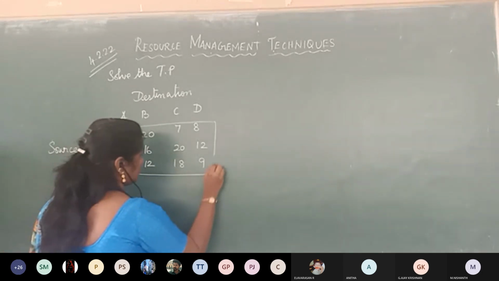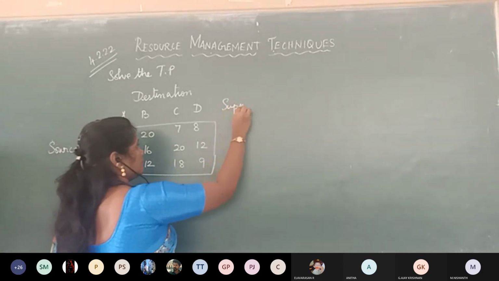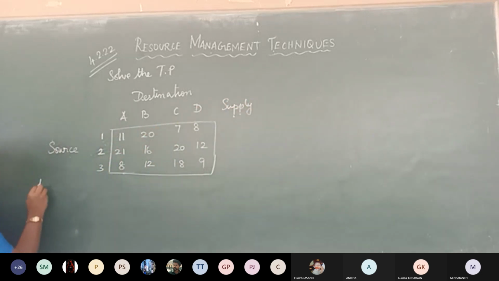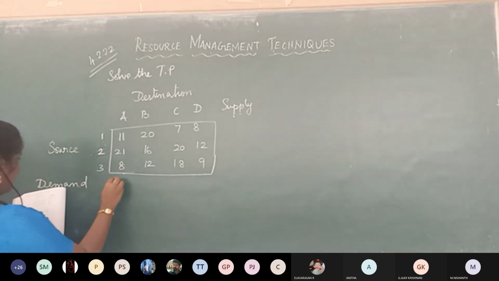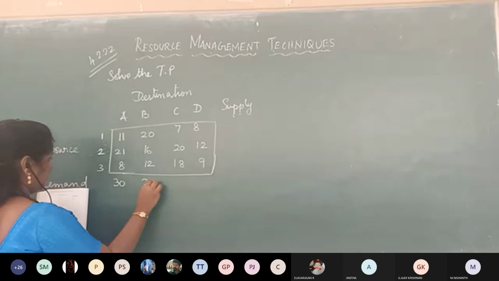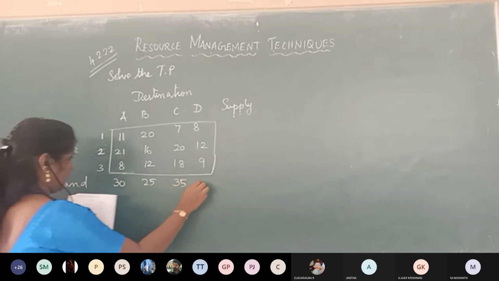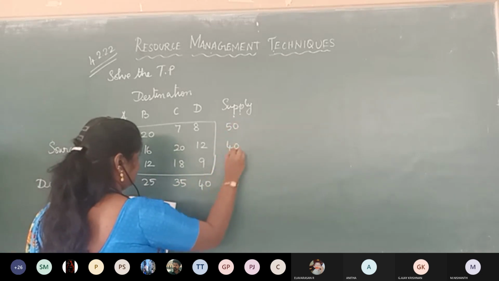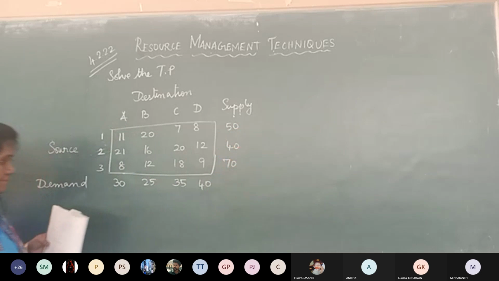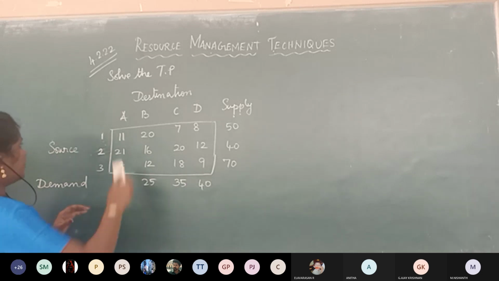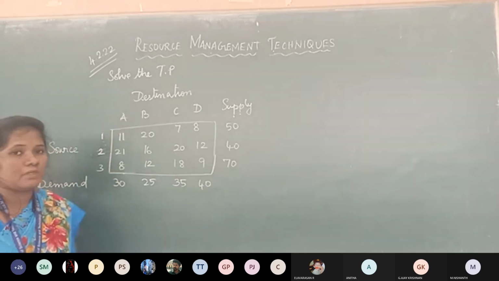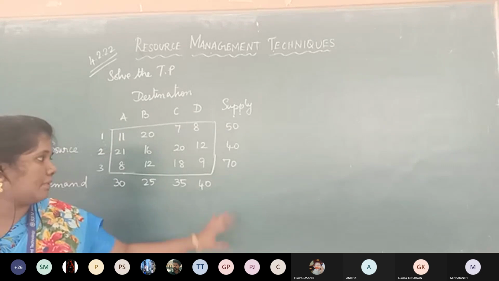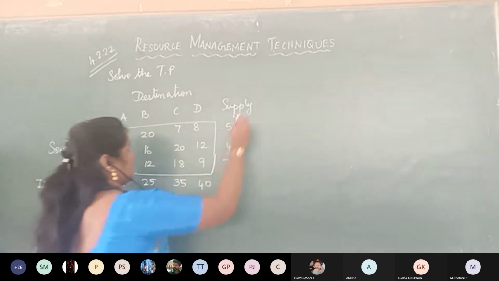This is your given transportation problem and your supply and demand they have given. Demand is 30, 25, 35 and 40. Here supply is 50, 40 and 70. So this is what is being given. What you have to see first for your transportation problem is whether your supply and demand are equal. That will be your first step.